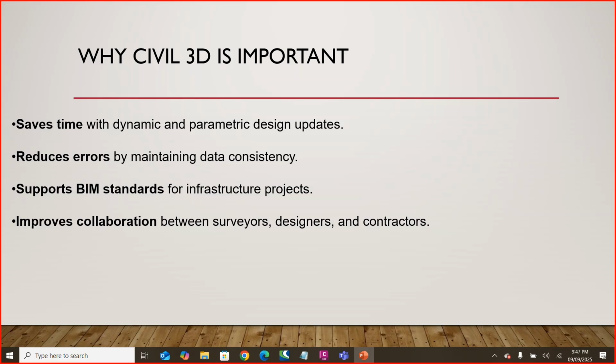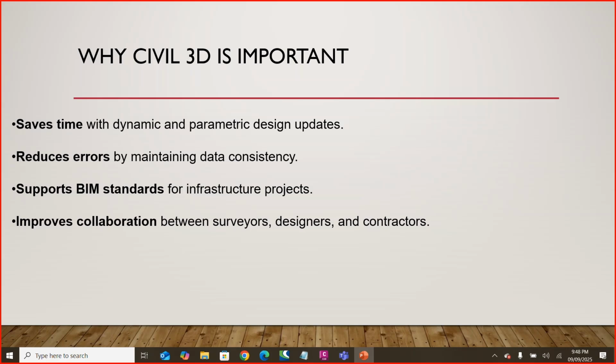So you can save time with dynamic and parametric design updates. What is this dynamic and parametric design update? For example, you create a surface, then you create an alignment, you create the profile, you create the corridor, everything is done. Later on, your surface points are changed, which means your surface has some changes. So when you change the surface, accordingly all the rest will change. You don't want to change everything one by one. So this is called the dynamic approach or dynamic update. Once you change one, all the corresponding things will be changed.